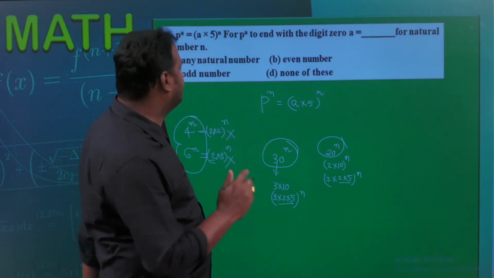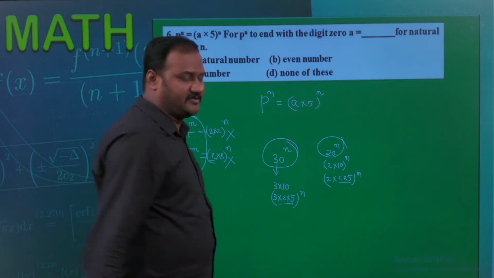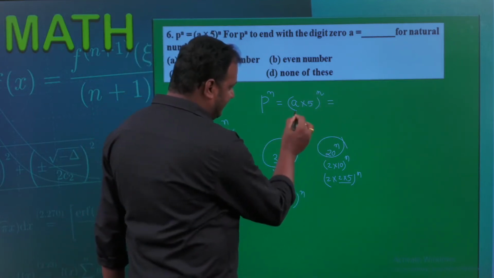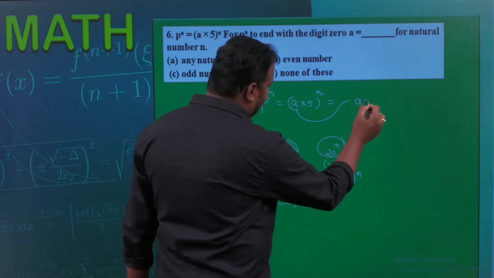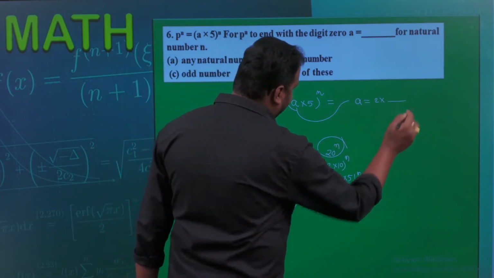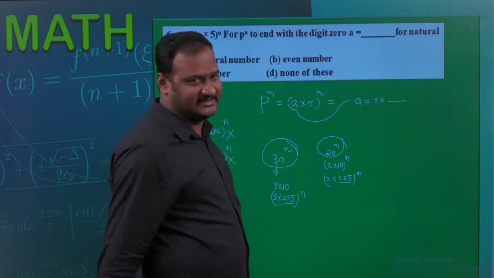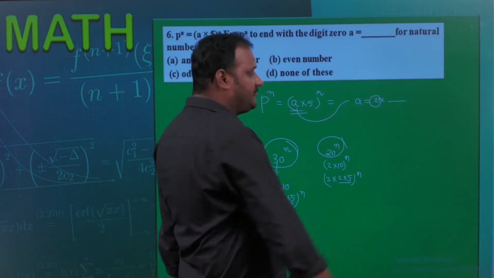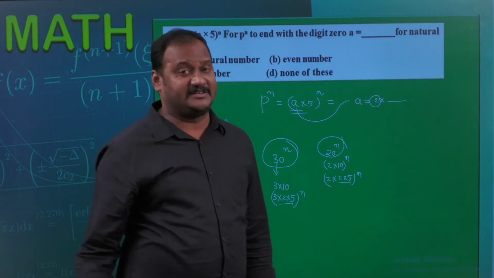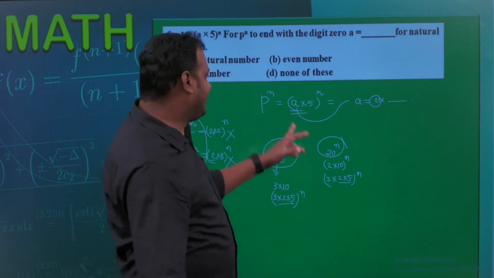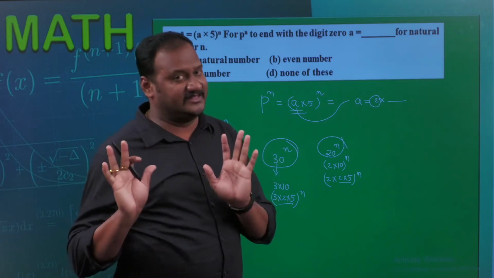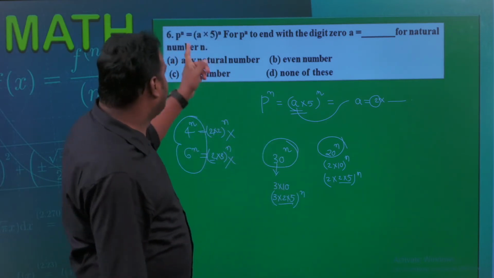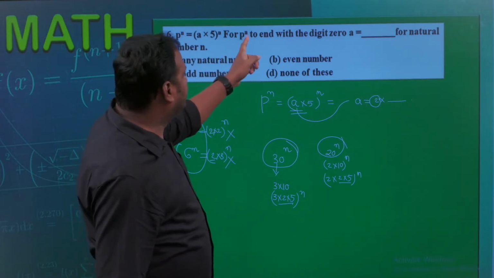Now you see the number a into 5 whole to the power of n. If it is a into 5 whole to the power of n, then this a can be expressed as 2 into something. You can express whatever that something is. But a should have the factor 2. If a cannot be expressed as 2 into something, then p power n will never end with the digit 0. Please do remember that.